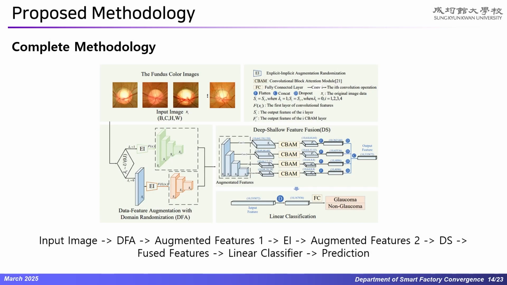We eventually reach the final complete methodology in this one diagram here. We see the input image go through the DFA module, which then goes through the explicit-implicit module, which is then pushed through the deep-shallow feature fusion module. The fused features go through the linear classifier, which then detects whether the patient has glaucoma or not.